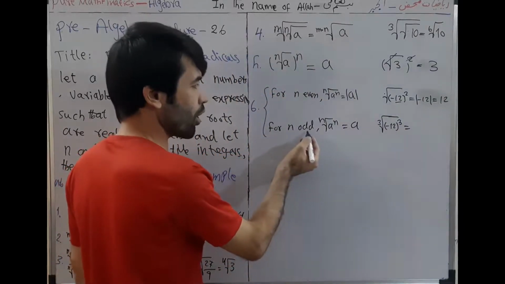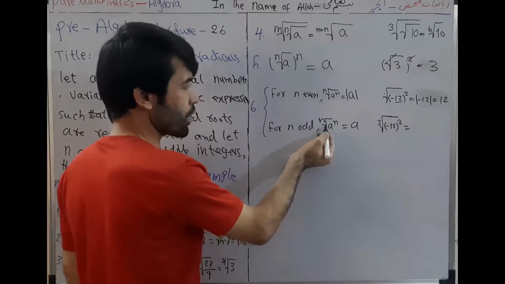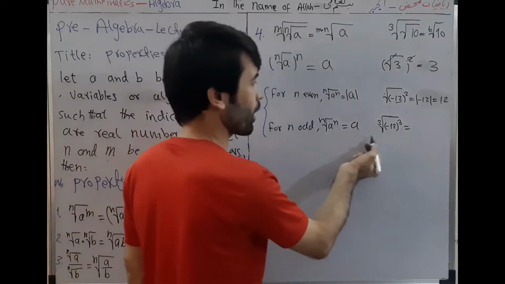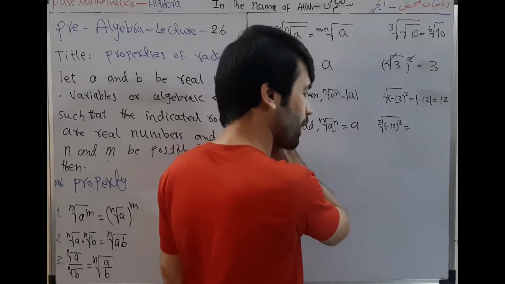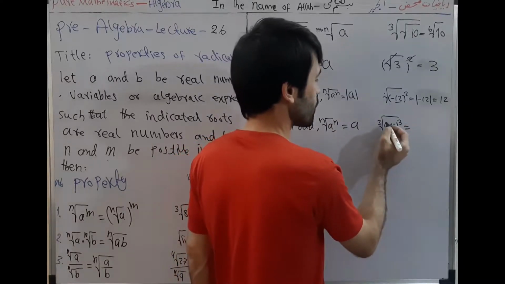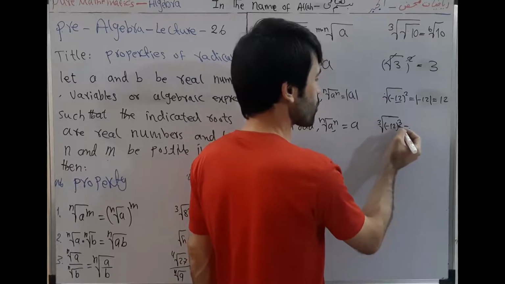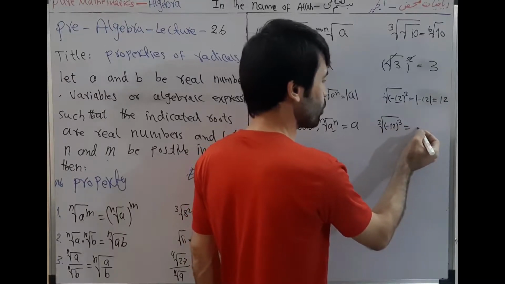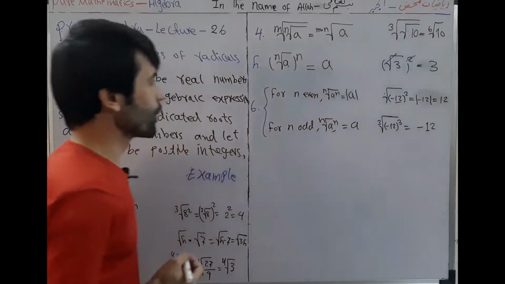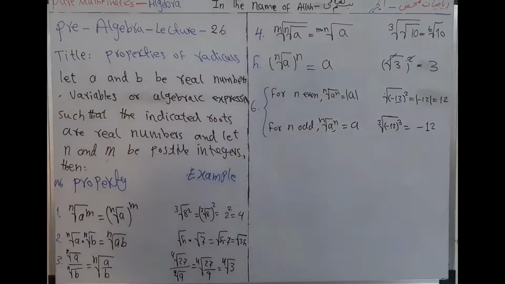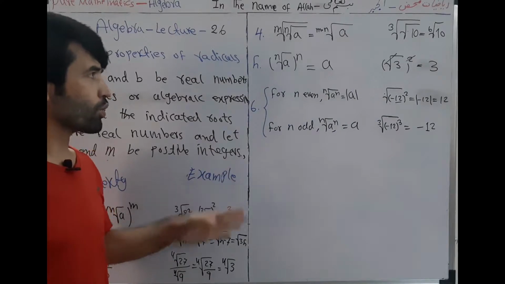For n an odd integer, the n root of a to the power n is equal to a, the number which is inside the radical. The 3rd root of minus 12, whole to the power 3, is equal to minus 12. It is the answer. It was the basic rules of algebra roots.